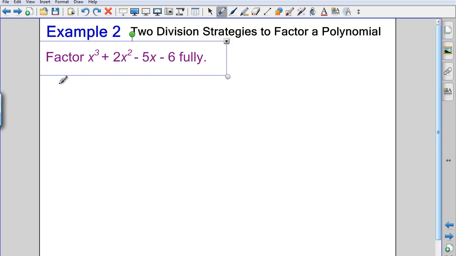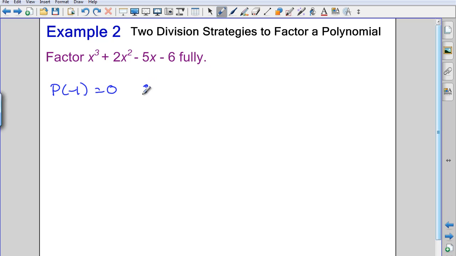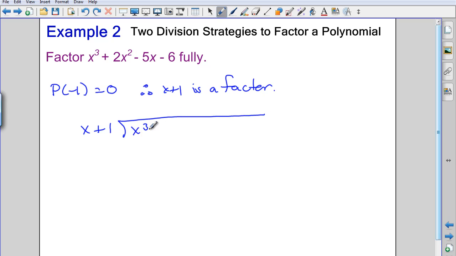So once again, we've determined that p of negative 1 is in fact equal to 0. Therefore, x plus 1 is a factor. It's important to state that. Next, we want to use our skills with long division and determine what the possible quotient might be. And we know there will be a quotient up here because we know the remainder will be 0. That's what this process up here has started for us.